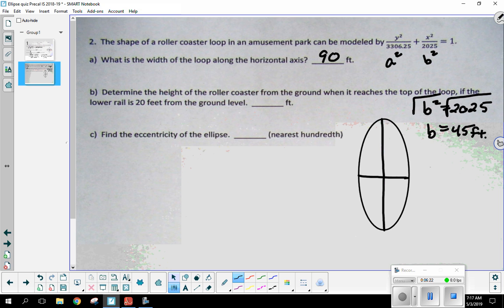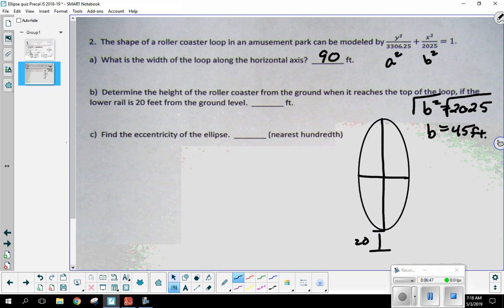Now it says determine the height of the roller coaster from the ground when it reaches the top of the loop, if the lower rail is 20 feet from the ground. So imagine this is the loop, but then we have an additional 20 feet until that hits the ground. So what we need is the length of the major axis, and then we need to add 20 to that.